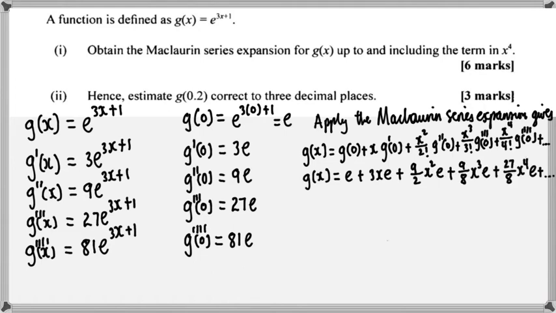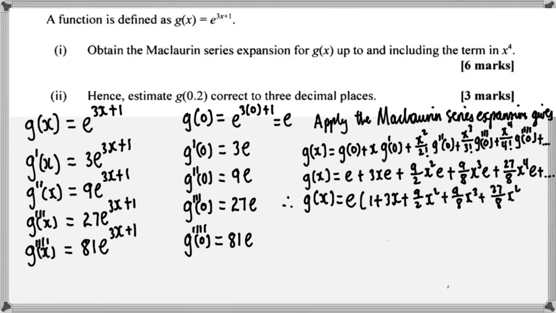If you notice, all the terms have e in them, e to the power of 1. So we could actually just simplify this entire thing by factorizing out the e. And that would give us a nice little final solution to this question. So this would be our solution. This would be the Maclaurin series of g of x up to and including the term in x to the power of 4. That is basically it. So that is part one.